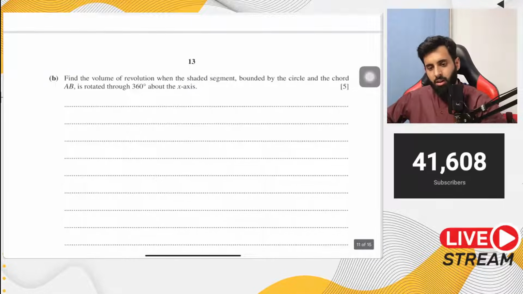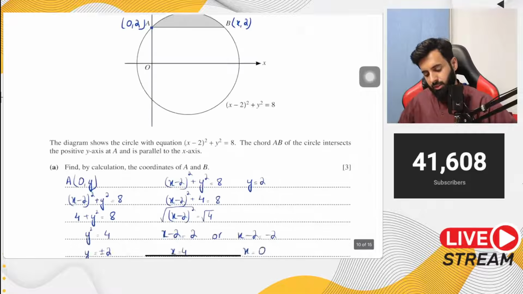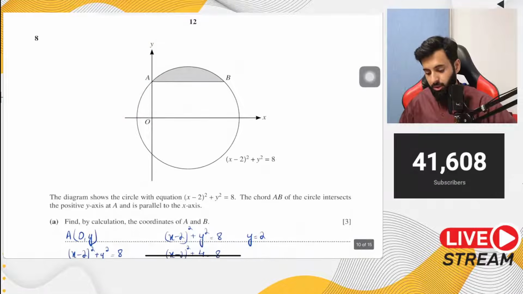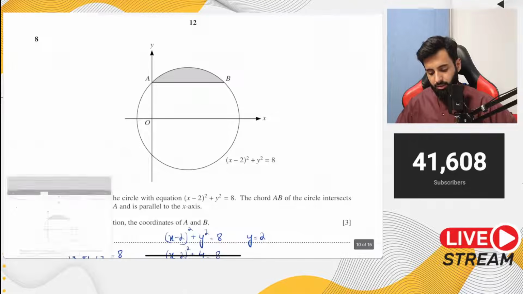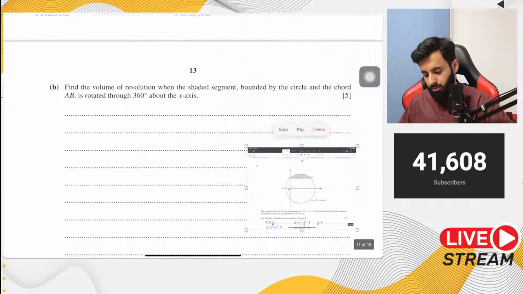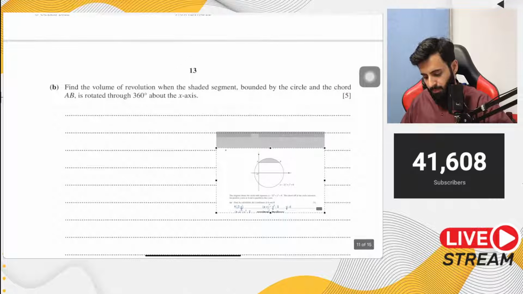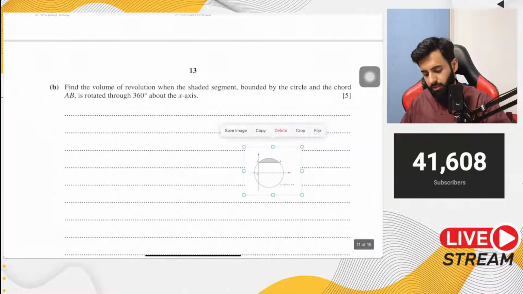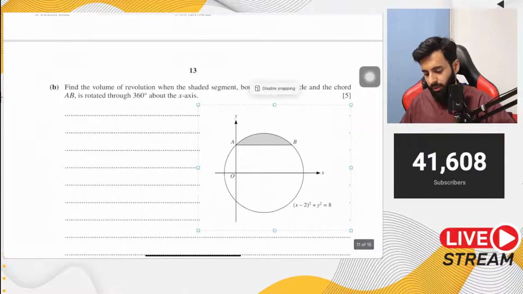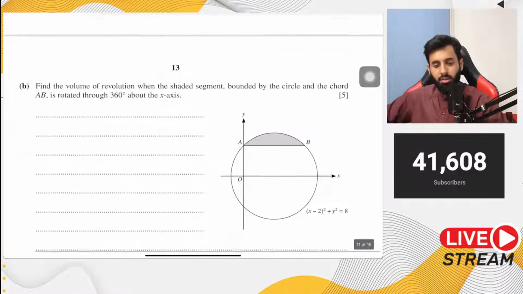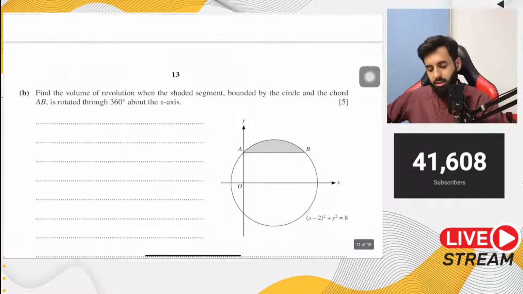All right. Now this is the reason mainly why I'm solving this question: the integration, the volume generation part. Here it says find the volume of rotation when the shaded segment bounded by the circle and the chord AB is rotated 360 degrees about the x-axis.